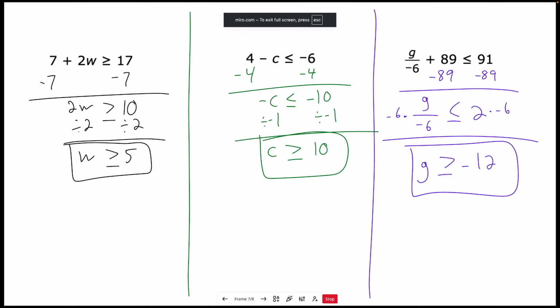And for the last problem, here is the work. You should have ended up with g is greater than or equal to negative 12. You did have to flip here because you had to multiply by a negative 6.